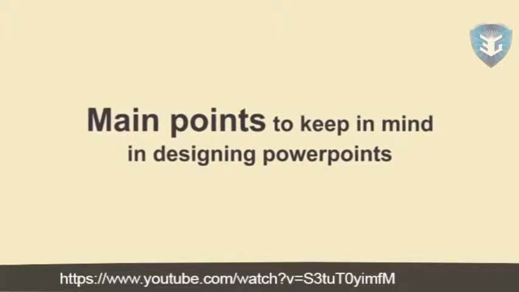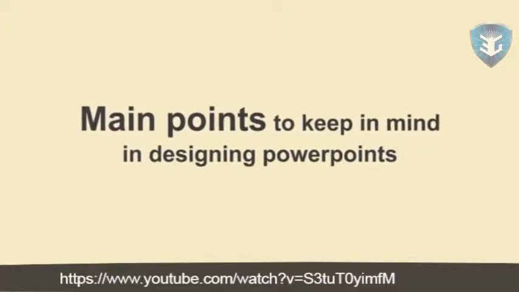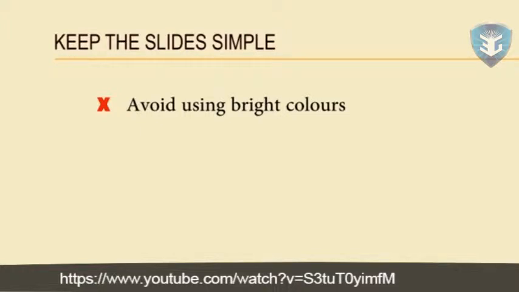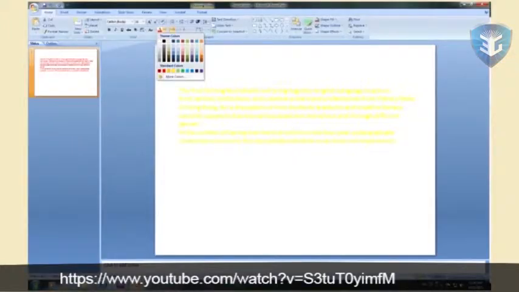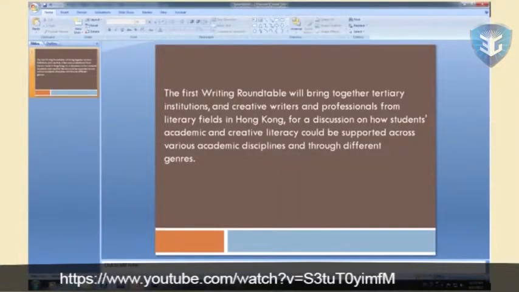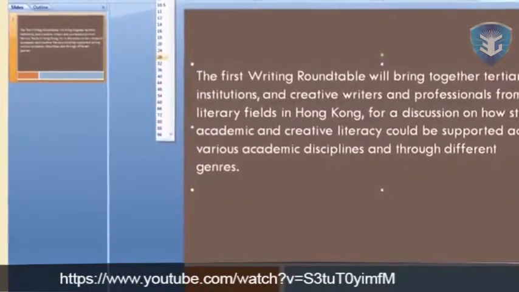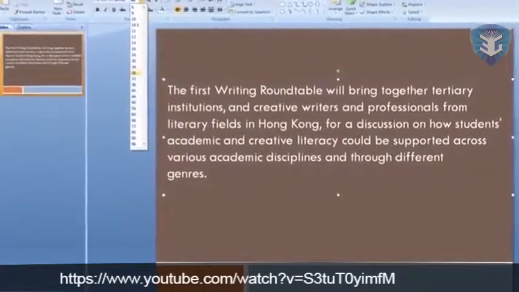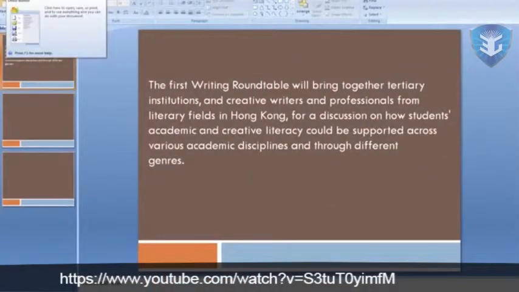Okay, when it comes to designing your PowerPoint, there are some main points to keep in mind. You should start with choosing a background and font. It's better to avoid using bright colors as they can not only be distracting, but also difficult to see from a distance. Instead, choose a light background with dark, simple font, or a dark background with a light font. You should use a minimum of at least size 28 font. Remember that the person in the back of the room has to be able to see the text as well. Also, in a group presentation, you should have a consistent design for all slides.